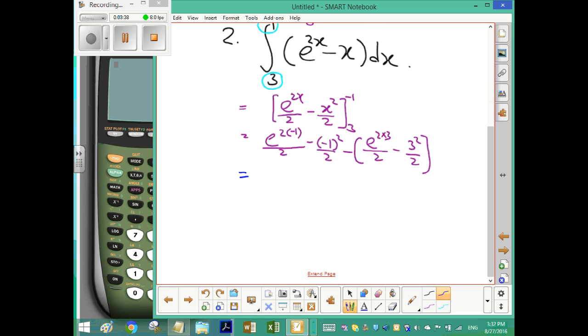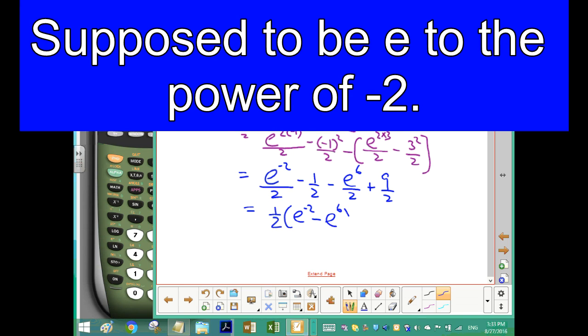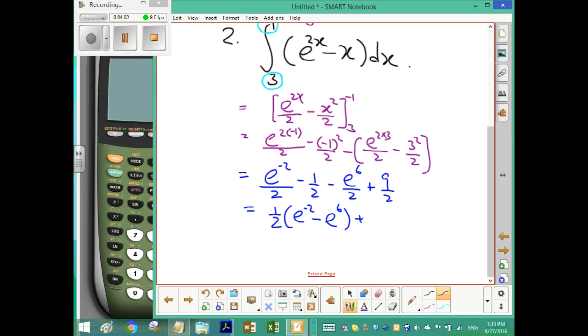So the answer to this is e to the power of -2 over 2, minus half, minus e to the power of 6 over 2, and then plus 9 over 2. So the answer to this is half e to the power of -1 minus half e to the power of 6, and then plus 9 over 2 minus half is 8 over 2, which is 4. So here is the answer.